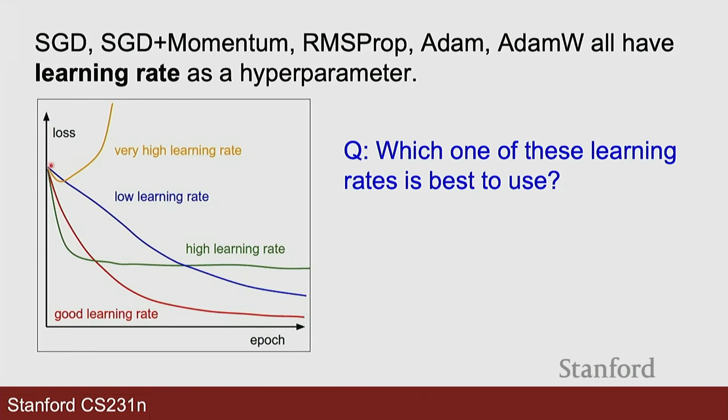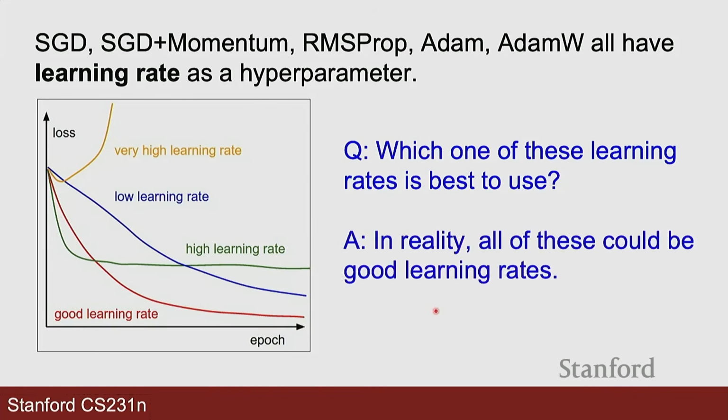Ideally, a good learning rate would have this property where it causes your loss to decrease quickly over time, but then you see continued improvements as you continue to train the model. In reality, depending on the situation, a lot of these could be good learning rates, and also depending on the step in training, which is the final thing we'll discuss in lecture today.